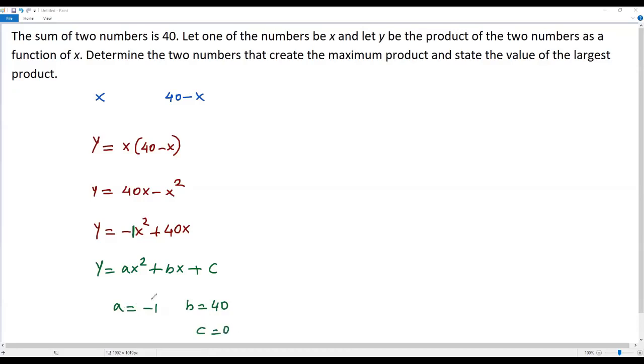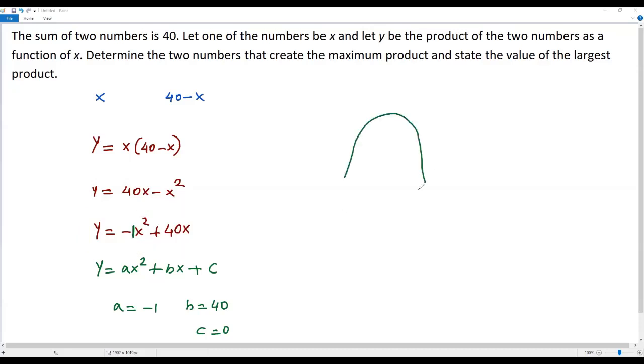Usually the graph of any quadratic function in the form y equals ax squared plus bx plus c will be a parabola. The parabola may open up or open down, and it depends on the value of a. If a is negative, then the parabola opens down. If the value of a is positive, the parabola opens up. In our case, a is negative 1, a negative value. So if I sketch the graph of this quadratic function, we get an open downward parabola.